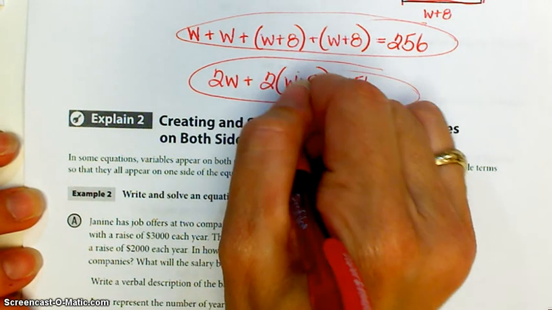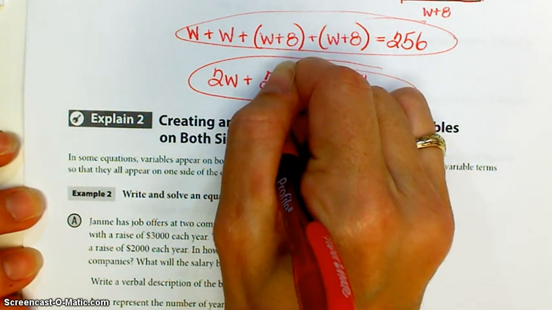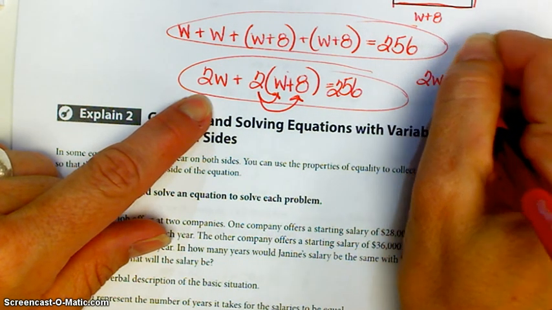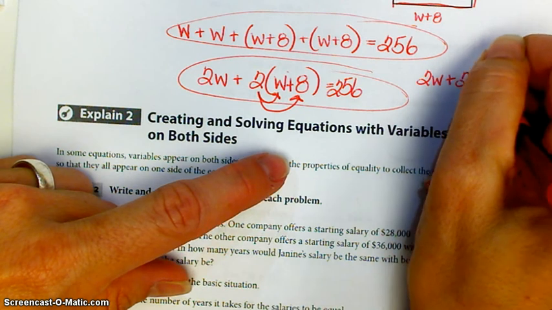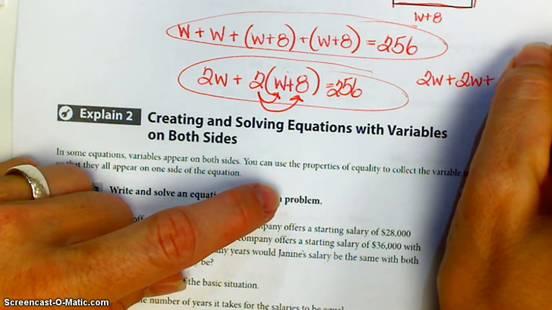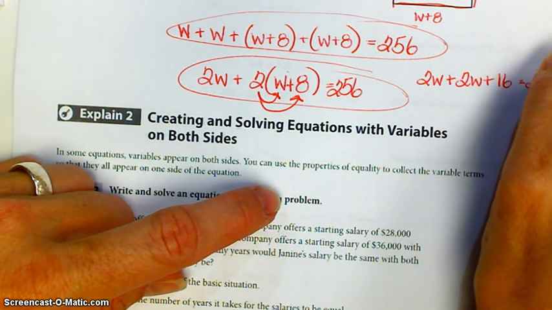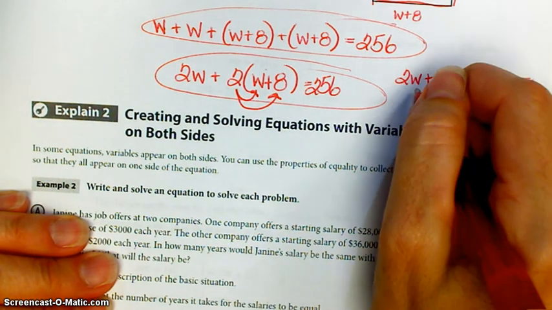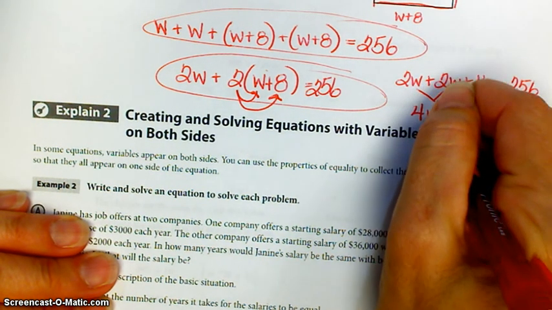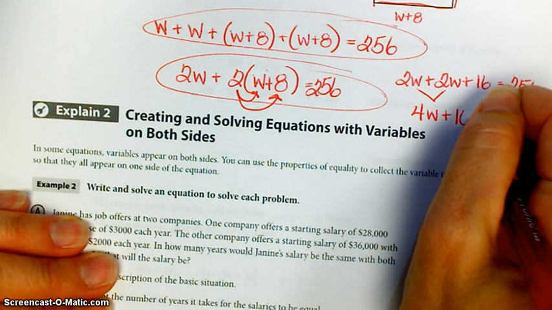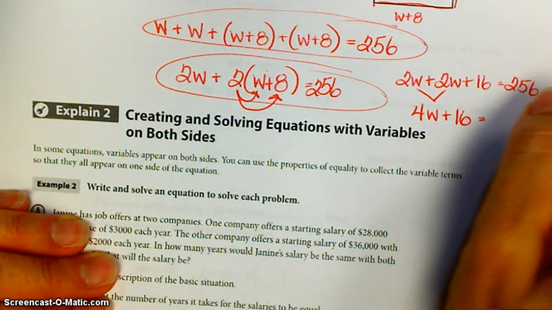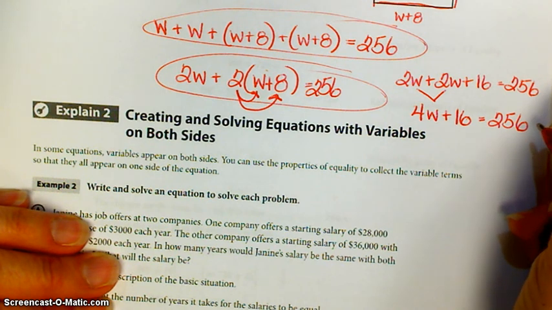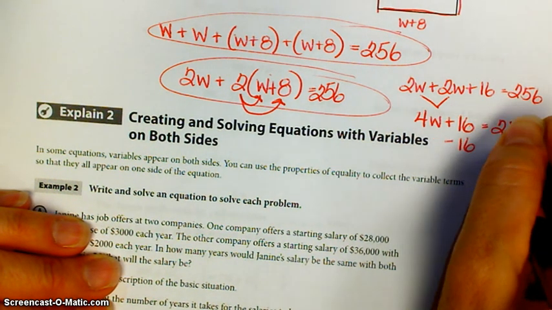All right, and then all you have to do is the distributive property, 2 times W and 2 times 8. So, writing it again, I have 2W plus 2 times W, another 2W, plus 2 times 8, which is 16. And that all equals 256. And then I'm going to combine things. This is going to be 4W altogether plus 16, and that is going to equal 256. And then I'm going to subtract 16.